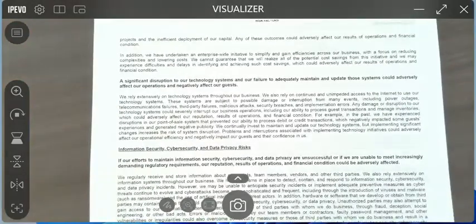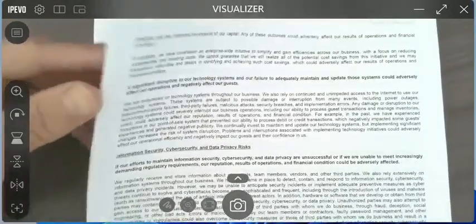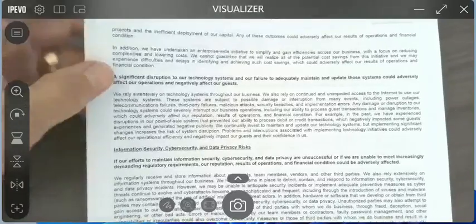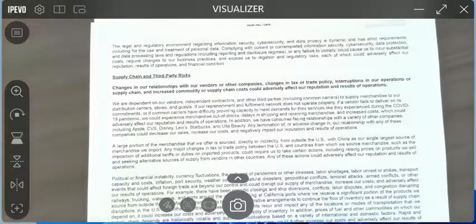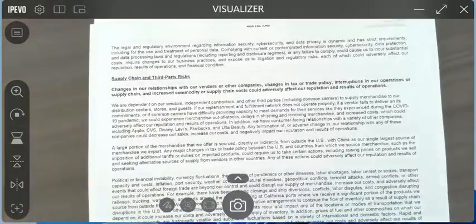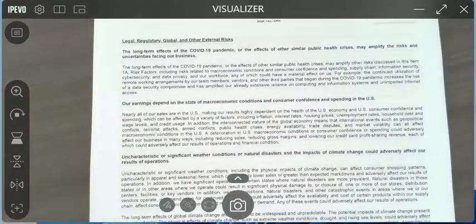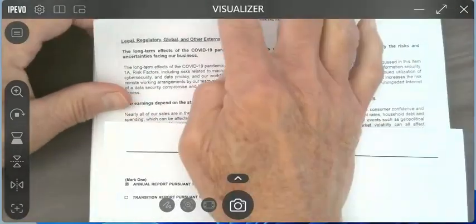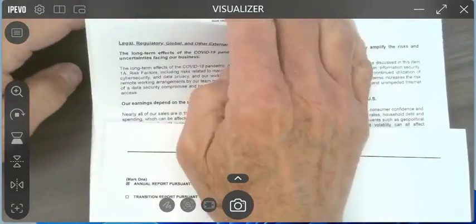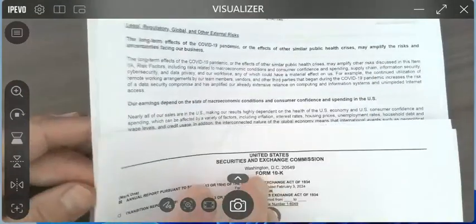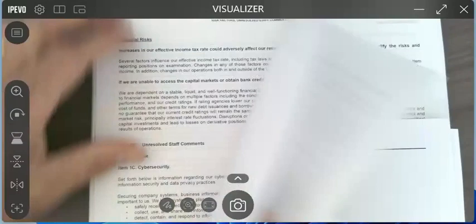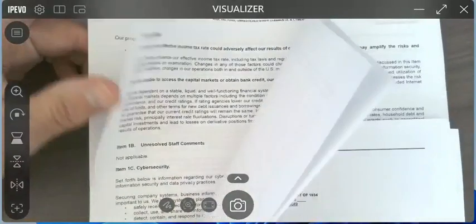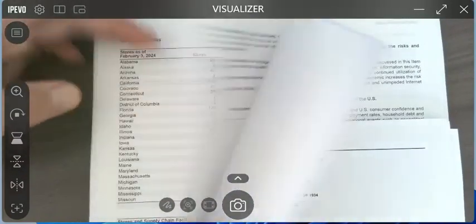Very interesting. I'm actually eyeballing them as I read them. I encourage you to look at them. And then that's still the risk factors. There's legal, regulatory, global, and other external risks. So anyway, as you can see, this is really interesting and granular information. Here's the financial risks of the companies.